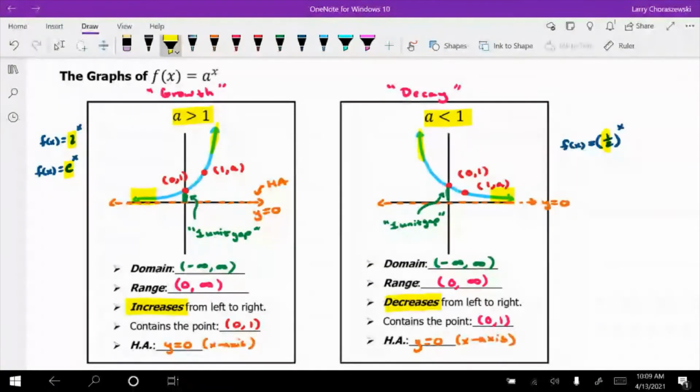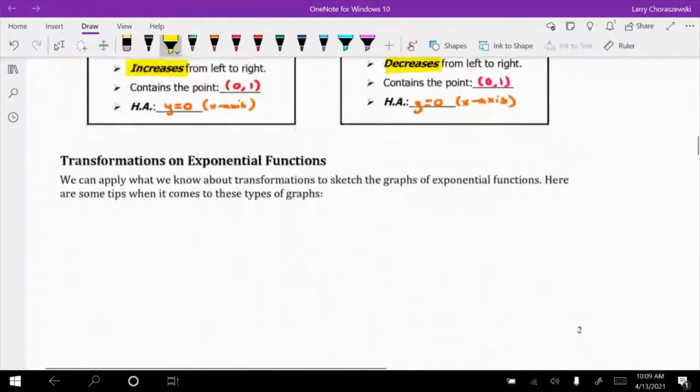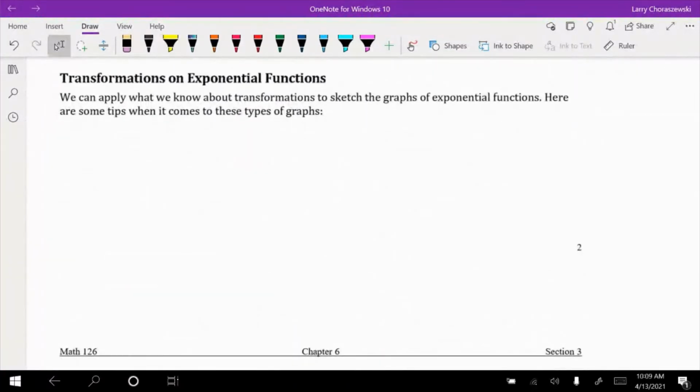But anyhow, this is all true, provided there are no transformations. So what happens when there are transformations? I'd like to go ahead and address that next. So usually when you have to sketch an exponential function using transformations, the function takes on a little bit of a different format than c times a to the x.